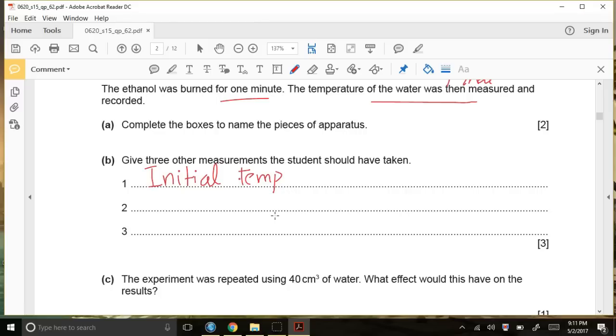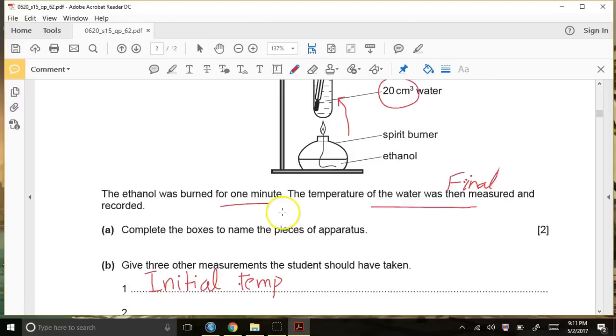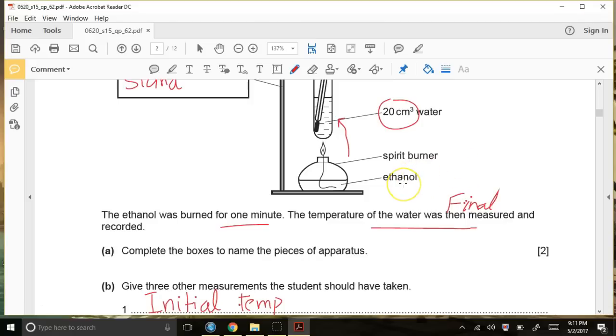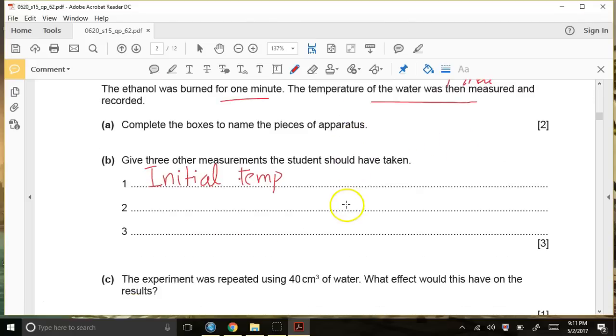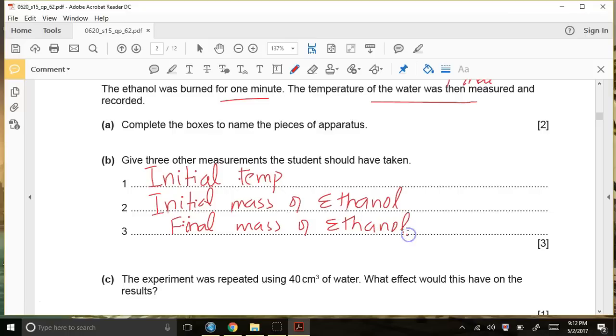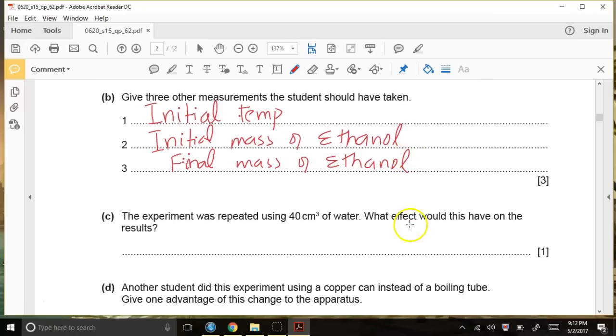Then I also need to know how much fuel I have burned. I need to know how much ethanol was here before and after the combustion, which means I need to find the initial mass of ethanol. Initial mass of ethanol, that's before ethanol is burned. And then I also need to know the final mass of ethanol. So with the help of this information, I can figure out how much alcohol we used.